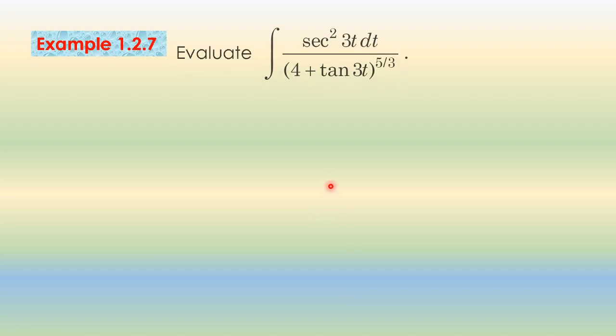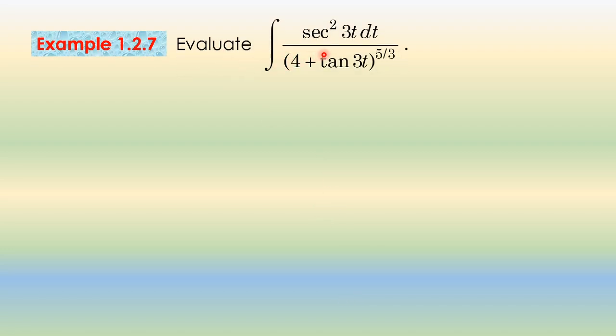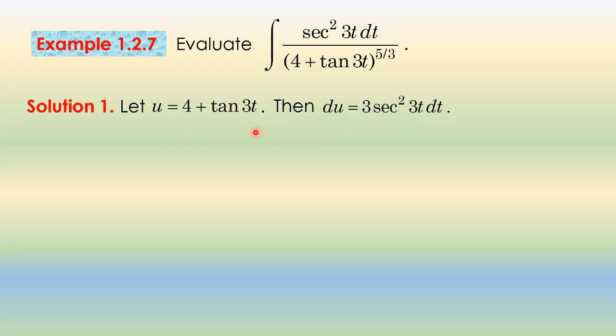So let us have this last one. Evaluate the integral of secant squared 3t dt over 4 plus tangent 3t quantity to the 5 over 3. So let's try this expression as our u. The differential is equal to the derivative of 4, which is 0, the derivative of tangent, which is secant squared 3t, and the derivative of 3t, which is 3 times dt, to be the differential of u.